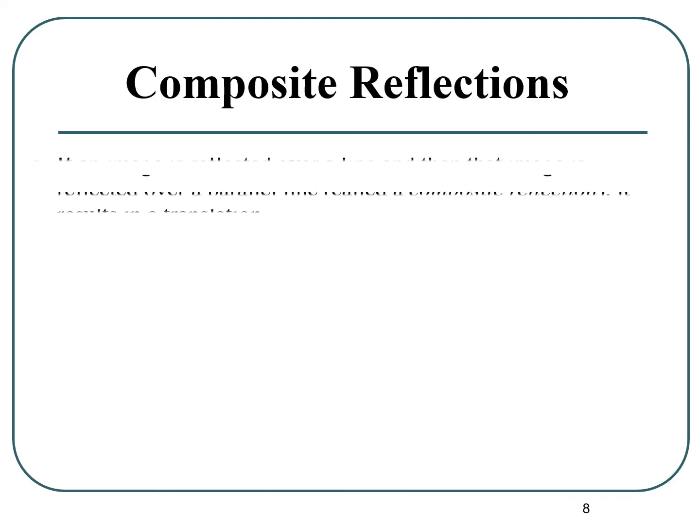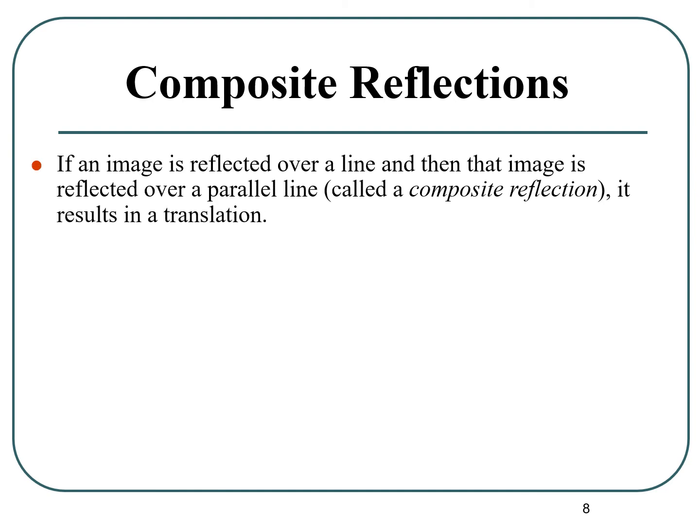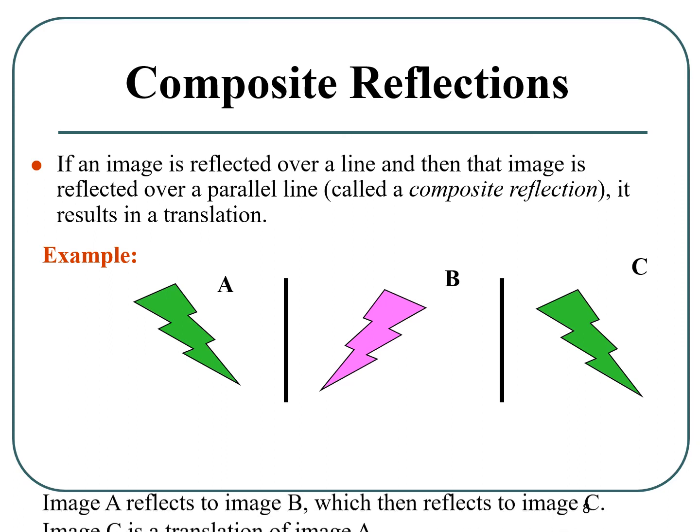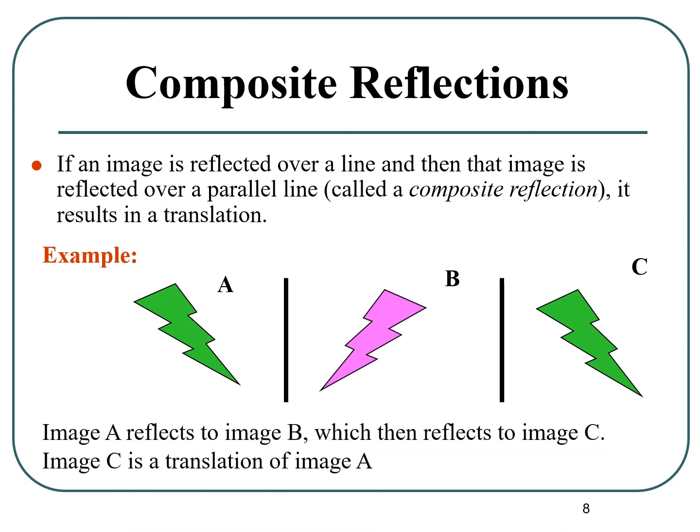Now let us have composite reflections. If an image is reflected over a line and then that image is reflected over a parallel line, called a composite reflection, it results in a translation. So this is the similarity between reflection and translation. Image A reflects to image B, which then reflects to image C. So image C is a translation of image A.